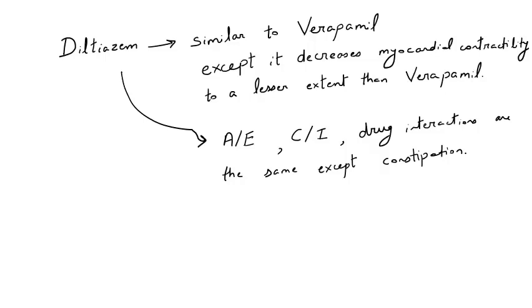Diltiazem is similar to verapamil, except it decreases myocardial contractility to a lesser extent than verapamil. Adverse effect, contraindication, and drug interaction are the same, except constipation. That means diltiazem does not cause constipation, and all the other adverse effects, contraindication, and drug interaction are the same as compared to verapamil.